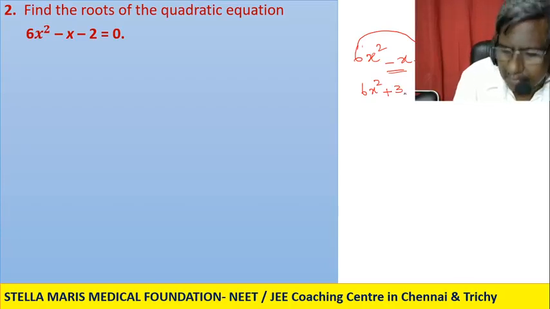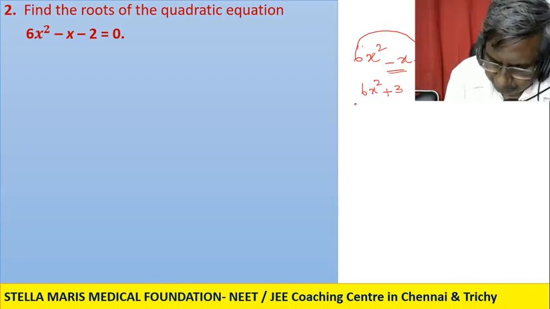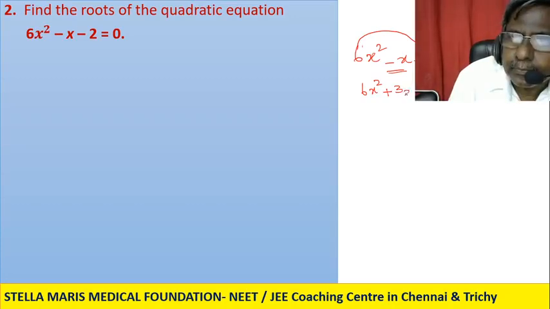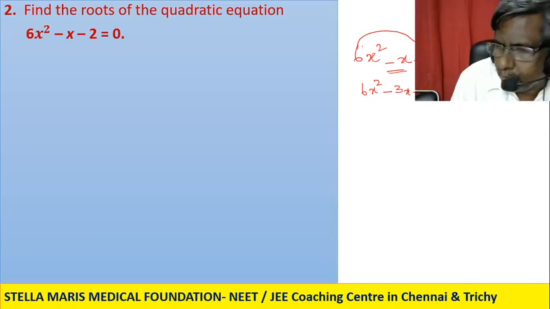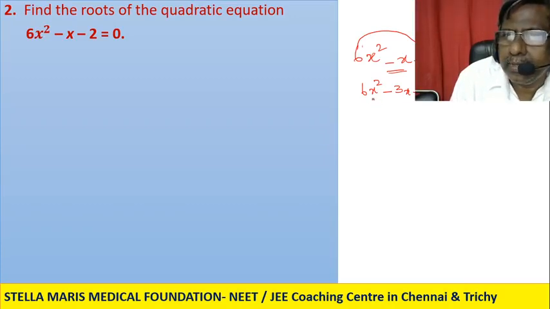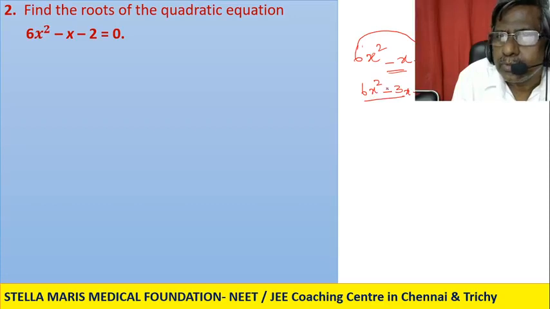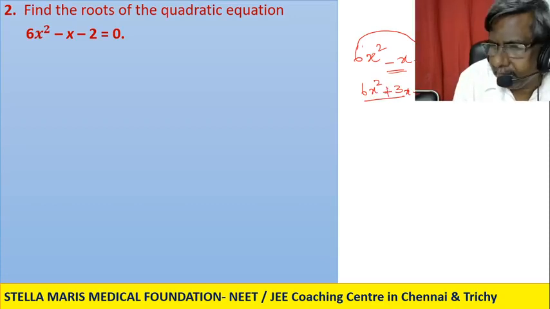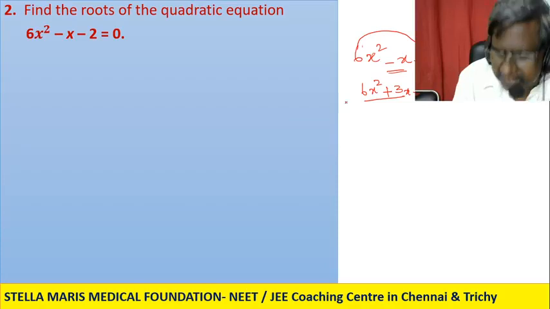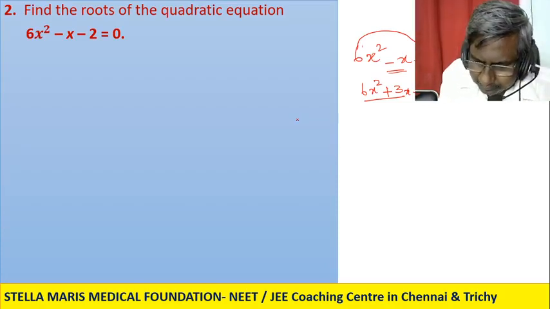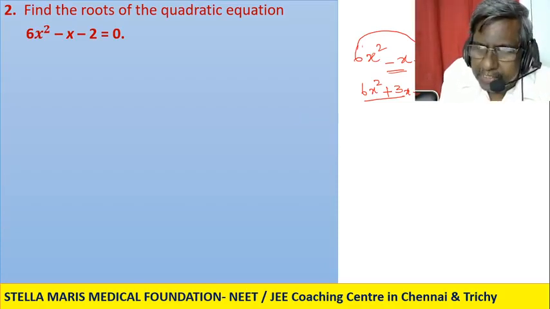So it will be plus 3x minus 4x minus 2 is equal to 0. So it's common for this 6x square and this, I will take these two: 6x square plus 3x. So 3x is common. Okay, here also 3x. So it should be, sorry, plus. Alright, good. 6x square plus 3x minus 4x minus 2.